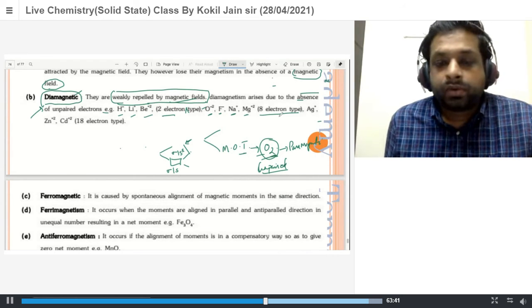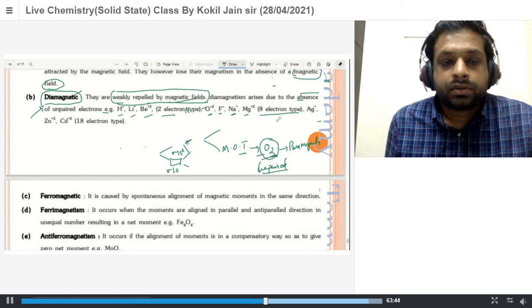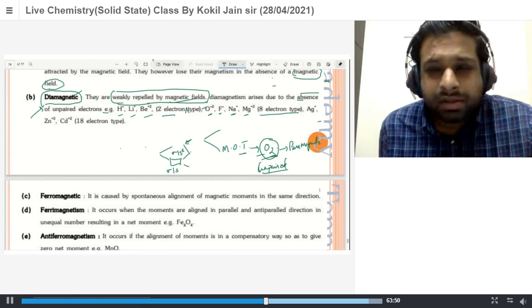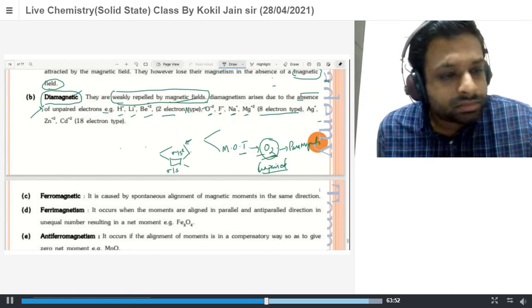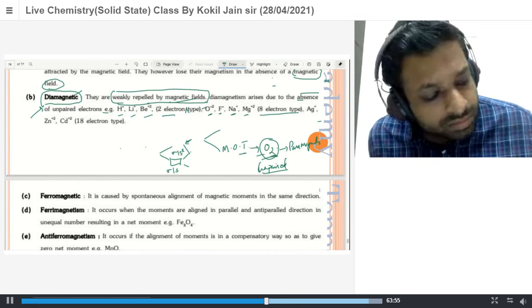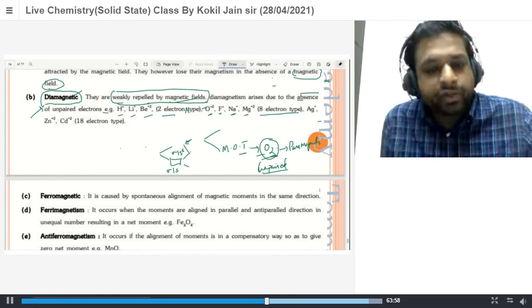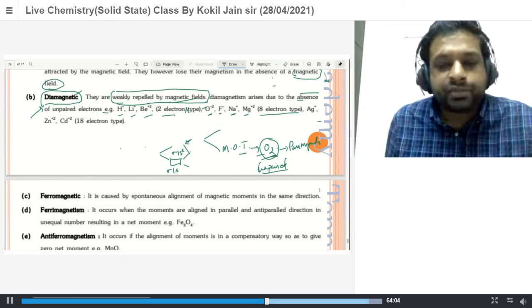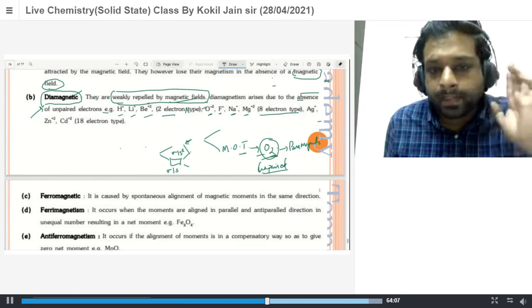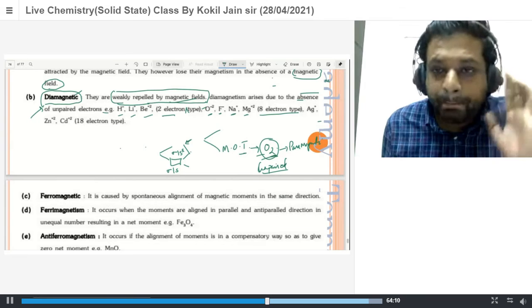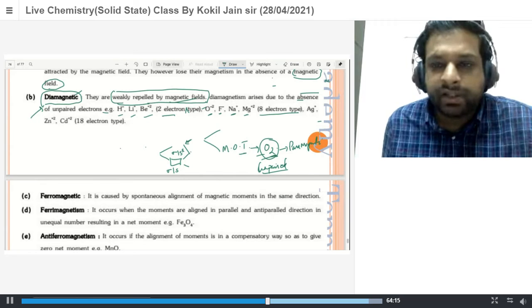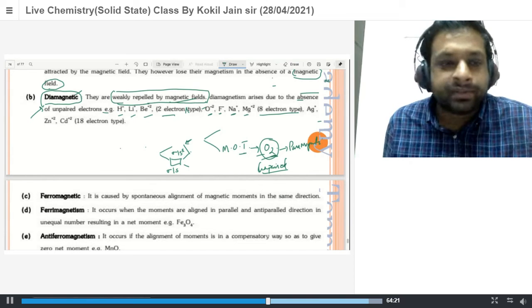So does paramagnetic show any magnetic effect? Paramagnetism shows magnetism, very weak magnetism, but in presence of magnetic field only. Diamagnetic doesn't show any kind of magnetism. They are rather repelled by the magnetic field. Okay.